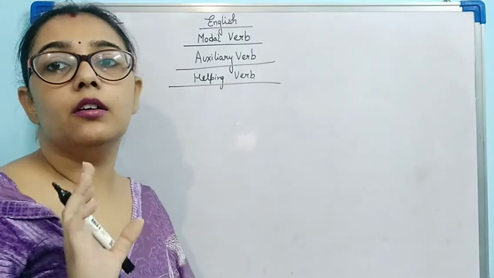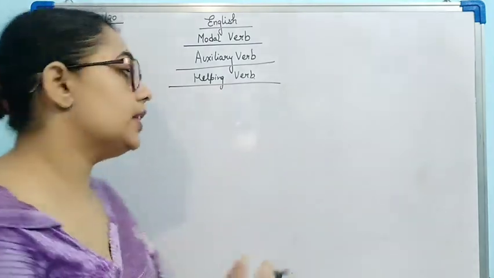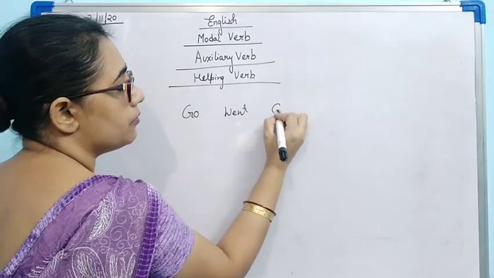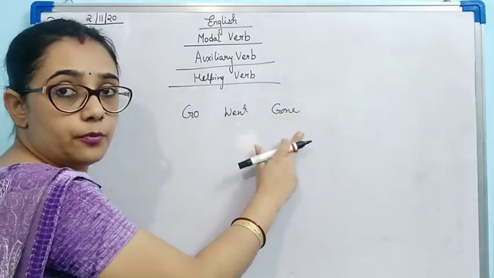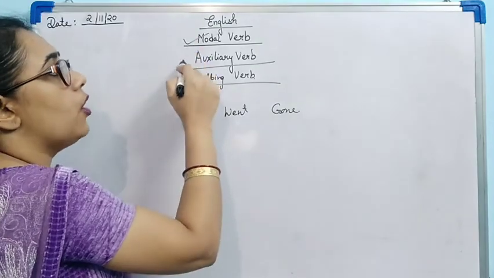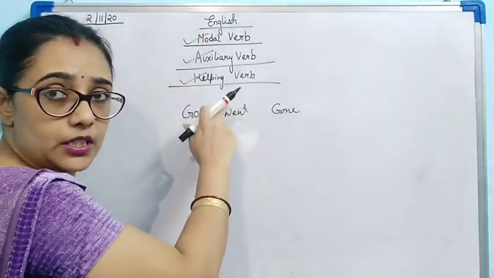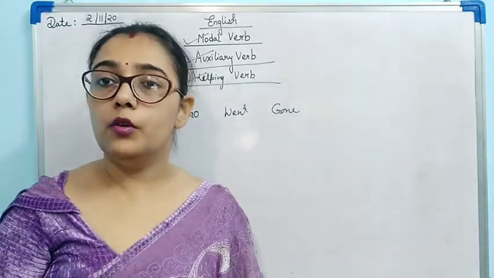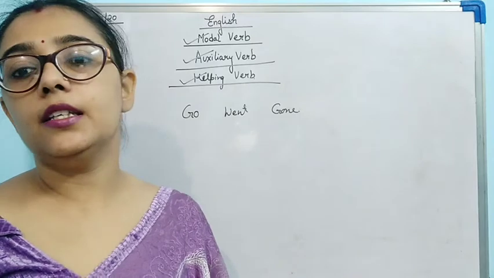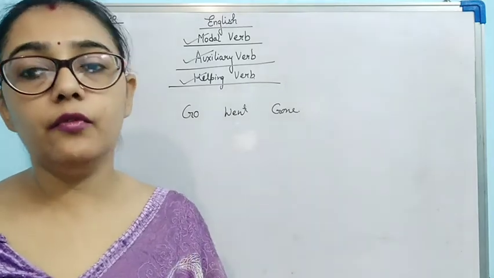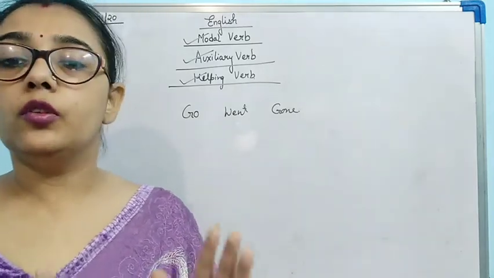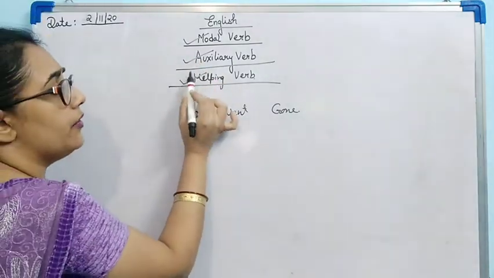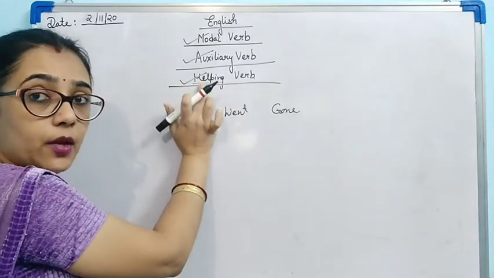We know that a verb has three forms. Like if I give the example go, went, gone. It has three forms. But modal, auxiliary or helping verbs, whatever you say, do not have the three forms. First thing to keep in mind is modal verbs or auxiliary verbs do not have three forms.